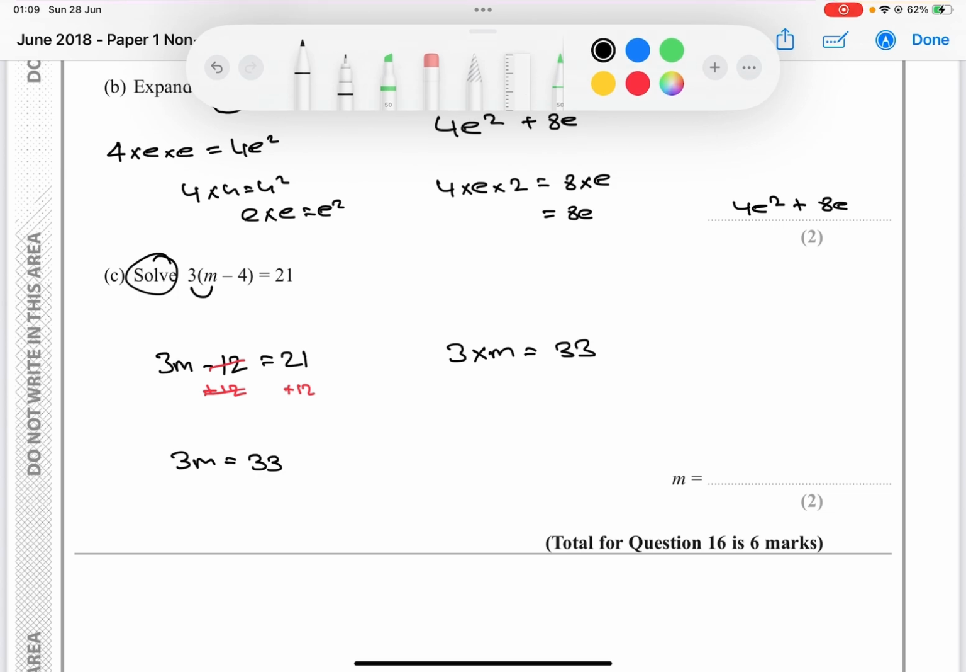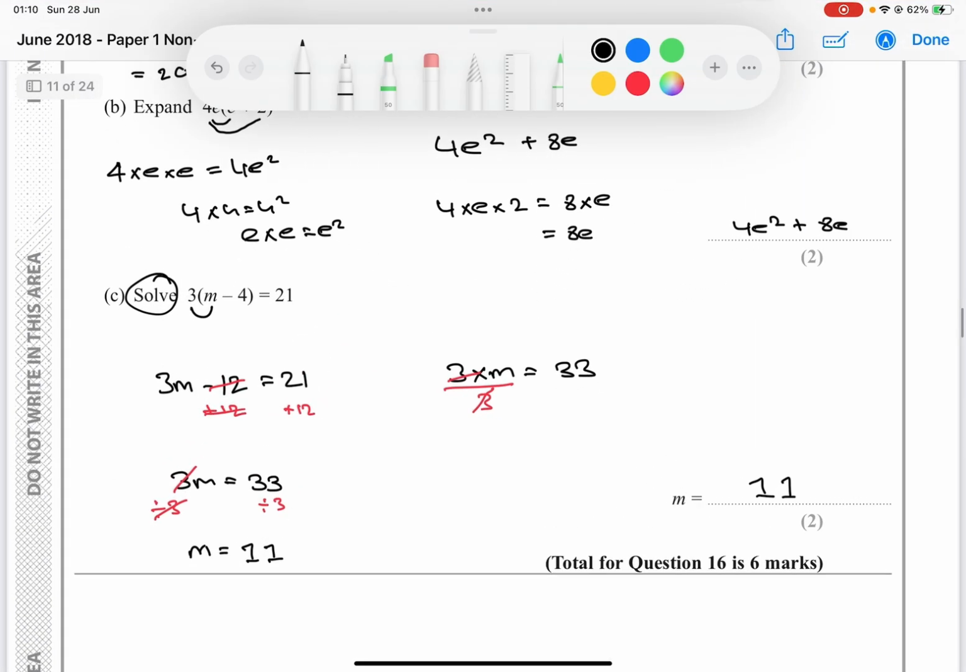So if I divide by 3, the times 3 and the divide by 3 will just cancel. So we're left with m, okay? So I can just say that we divide by 3 here and divide by 3 here. So the divide by 3 and times by 3 cancel. So we're left with m equals 33 divided by 3, which is 11. So m equals 11, and that is your answer. Perfect.